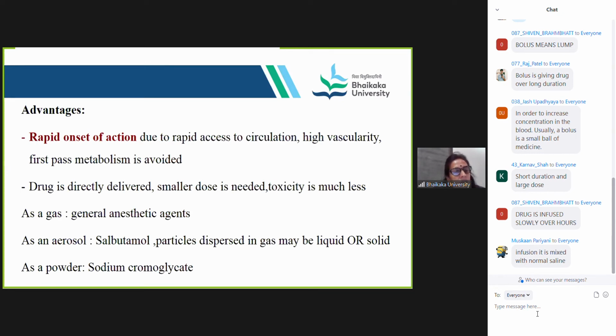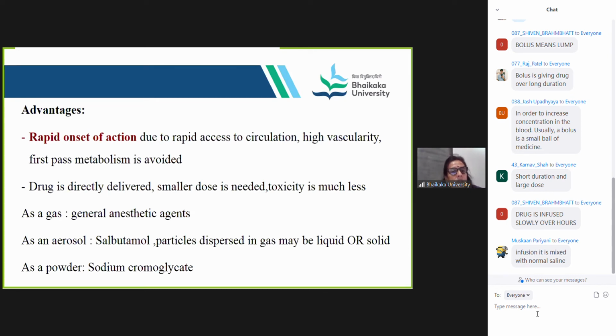There are certain physical properties of the drug which is available. The drug is available as a gas, especially the general anesthetic agents. Drug can be available as an aerosol, and there are certain drugs, you can say salbutamol. It is a frequently and commonly used drug in patients suffering from bronchial asthma. So remember the names of the drugs and the route. Okay.